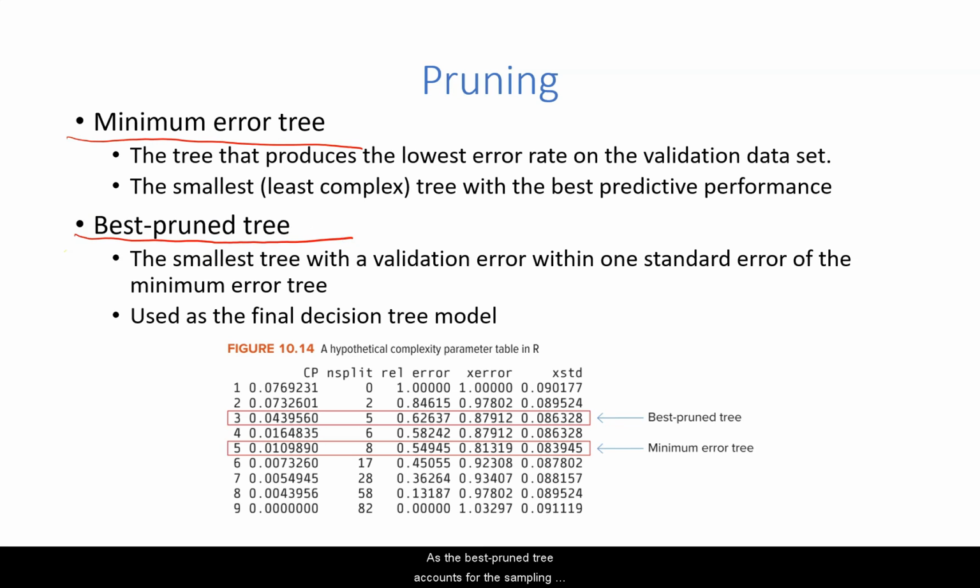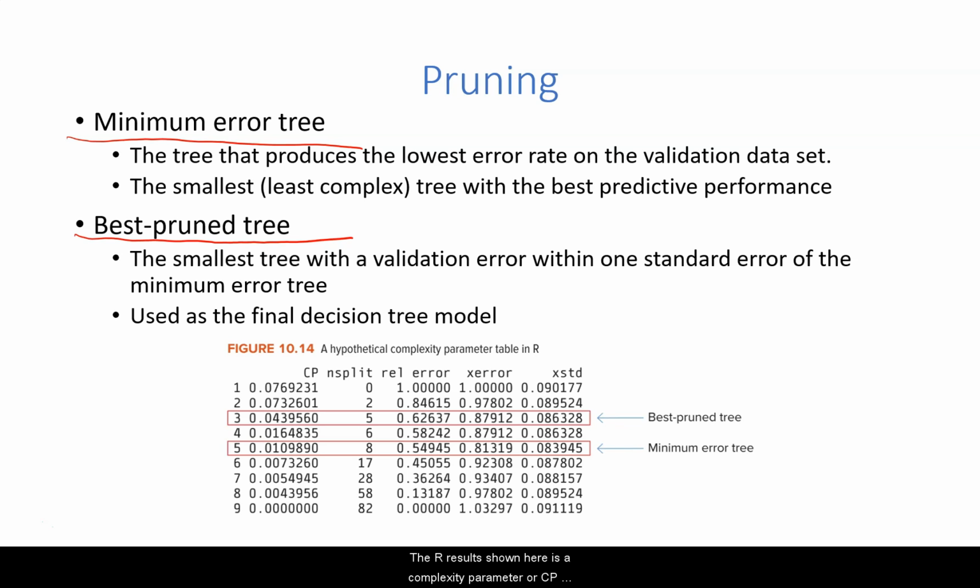As the best pruned tree accounts for the sampling error, and it is often smaller than the minimum error tree if it exists, it is often used as the final decision tree model. However, in many situations, you may find the best pruned tree and the minimum error tree to be the same tree due to the fact that no simpler tree has a validation error that is within 1 standard error of the minimum error. Let's look at some R results here to get a better understanding of the difference between the best pruned tree and the minimum error tree.